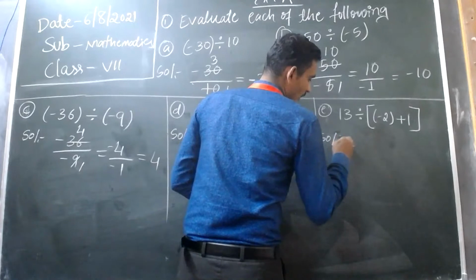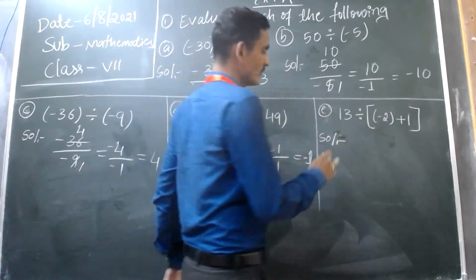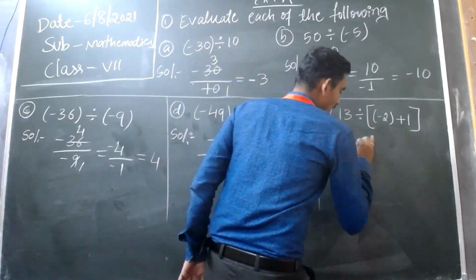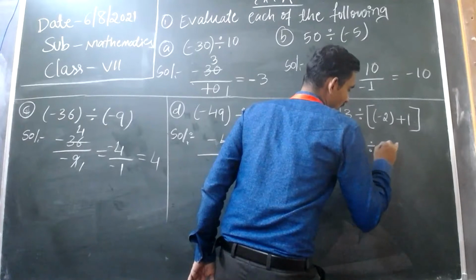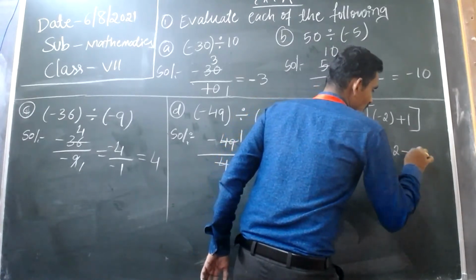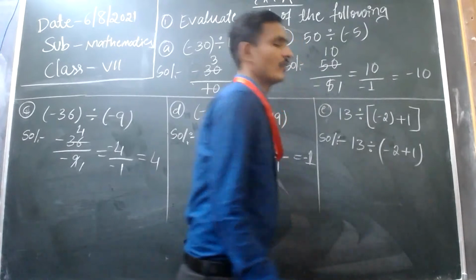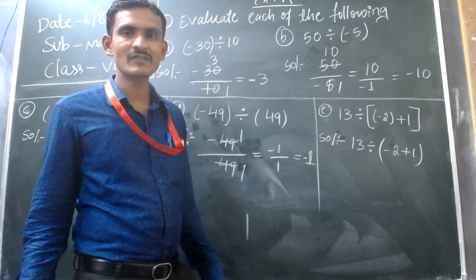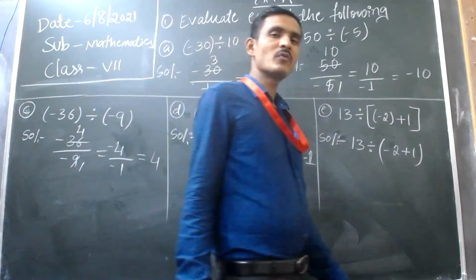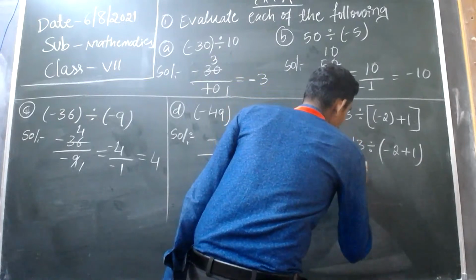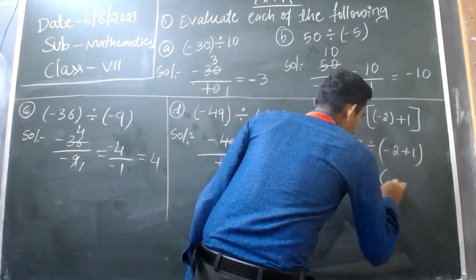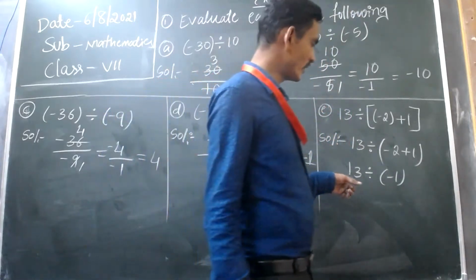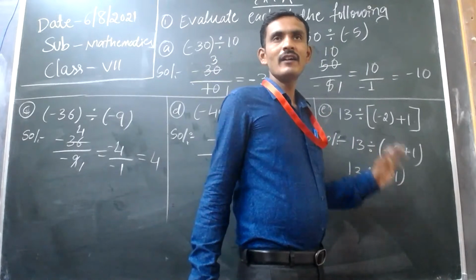Listen carefully. First understand carefully, afterwards you can solve many problems. So I will write 13 as it is, divided by, also as it is in the bracket, minus 2 plus 1. So minus 2 plus 1 means minus 1. Okay, 13 divided by minus 1. Now this one is a positive integer and this one is a negative integer.